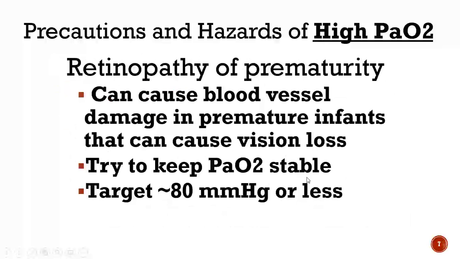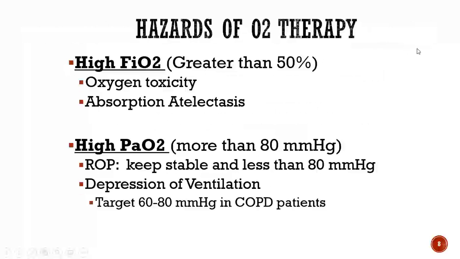The other O2 hazard that we are going to look at that is caused by a high PaO2 is retinopathy of prematurity. This causes blood vessel damage in premature infants in their eyes. You guys don't need to know the process by which that happens. I'm not going to test you on it. You just have to know essentially this blurb. It's very important that you try to keep the PaO2 stable. They usually target 80 or less for our premature babies. And I got to be honest, in clinical practice, it's usually far less. But the big takeaway here is that you want that stable PaO2.